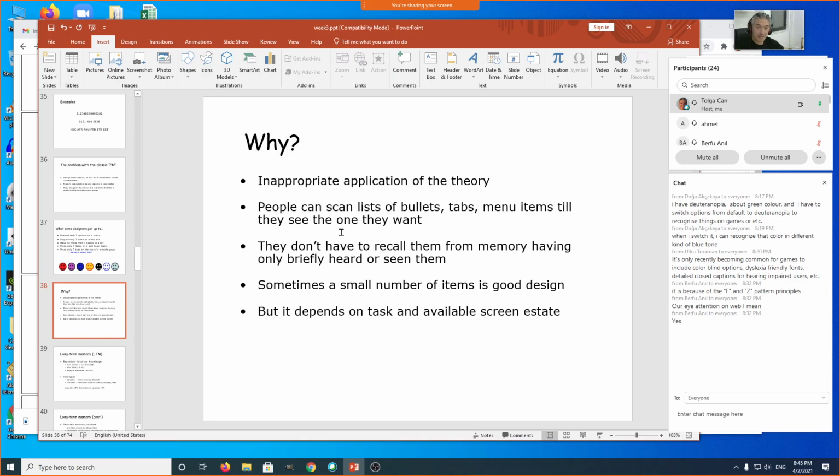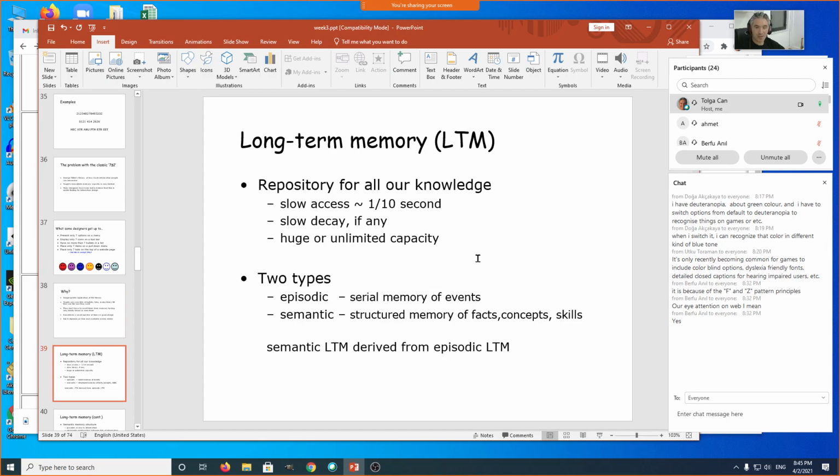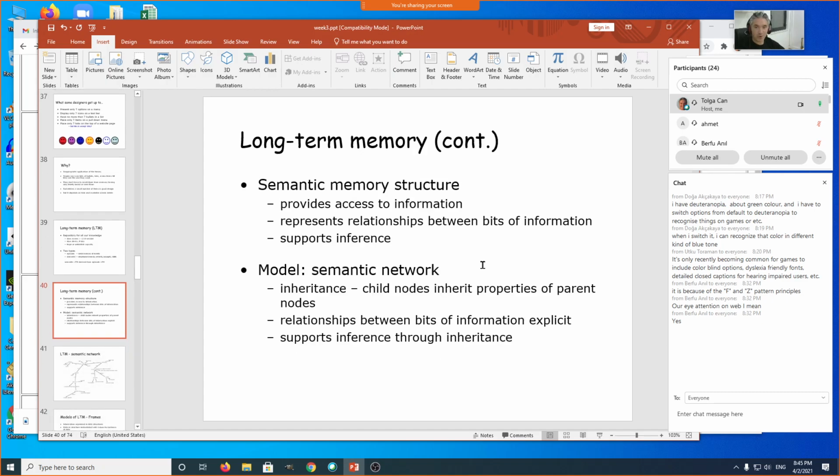People can still scan lists of bullets, tabs, and menu items, and they don't have to recall them from memory. Briefly seeing them is sufficient to use them correctly. And long-term memory, I'm going to quickly go over. There are different ways we use our long-term memory, different ways to represent this semantic memory structure. Our knowledge is represented differently in the brain.